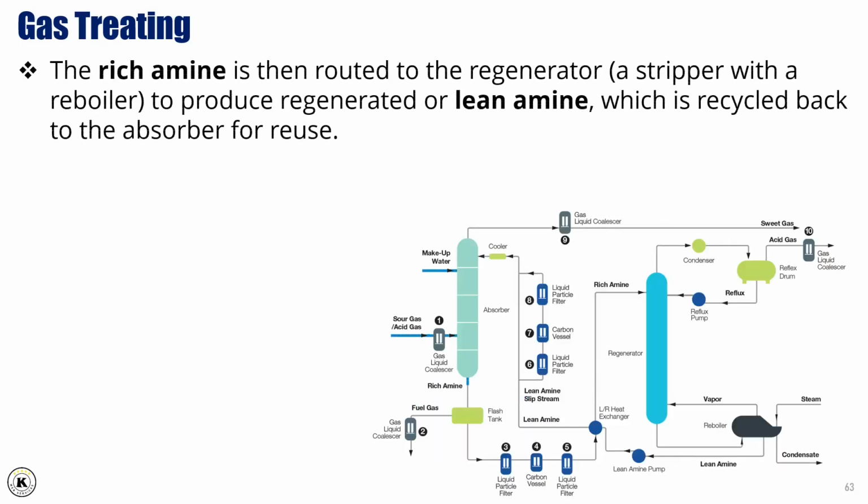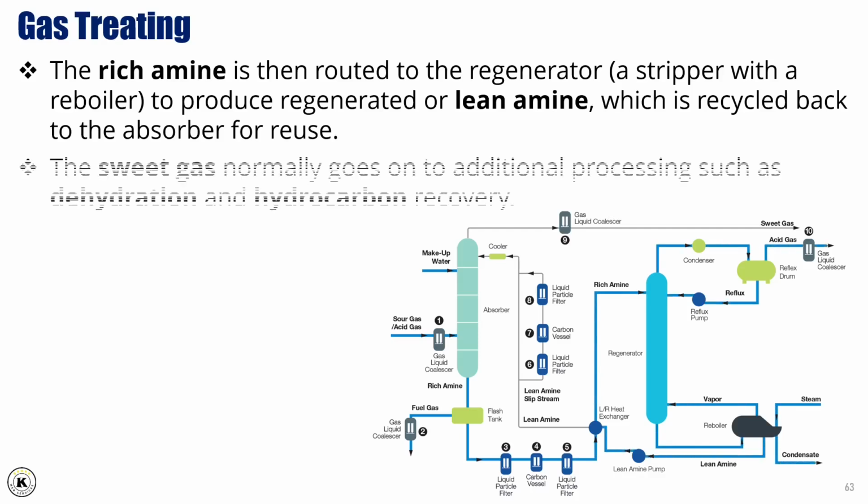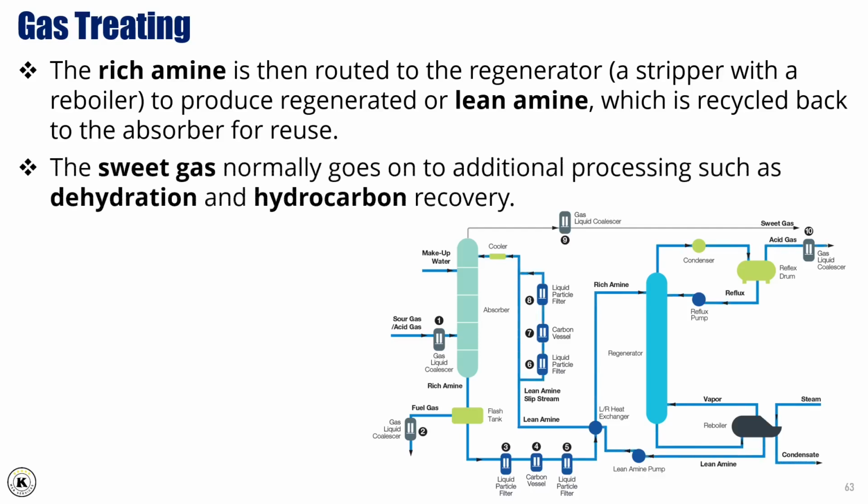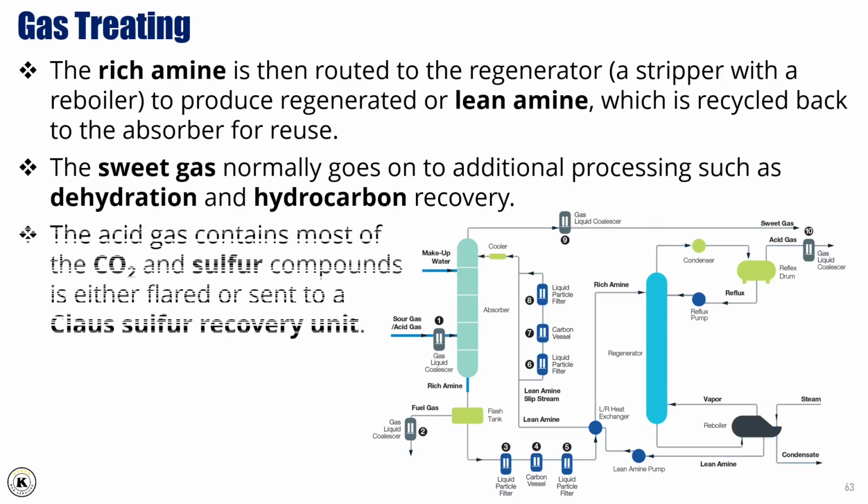The rich amine is then routed to the regenerator, a stripper with a reboiler, to produce regenerated or lean amine, which is recycled back to the absorber for reuse. The sweet gas normally goes on to additional processing such as dehydration and hydrocarbon recovery. The acid gas, which contains most of the CO2 and sulfur compounds, is either flared or sent to a closed sulfur recovery unit.